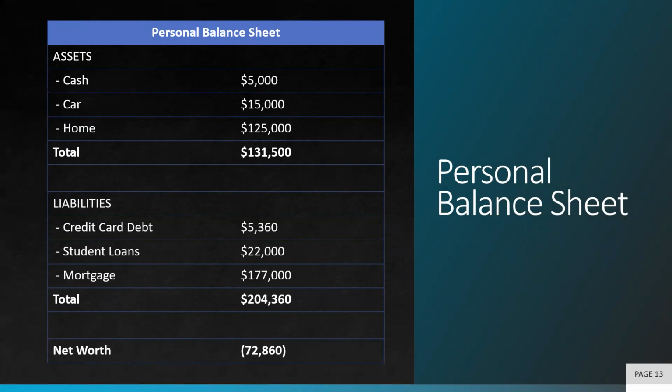And here you have cash, a car, and a home. So your assets are worth $131,500. Your liabilities total $204,360. So your net worth, right? So if you're looking to have a personal balance sheet, the end is your net worth. You're minus $72,860. So something has to be done here to be able to get that net worth into the positive, or else you're either going to default on your loans, or something else. And so maybe you can increase your cash, or maybe you can sell your car, or do something with your credit card debt to make this number positive.